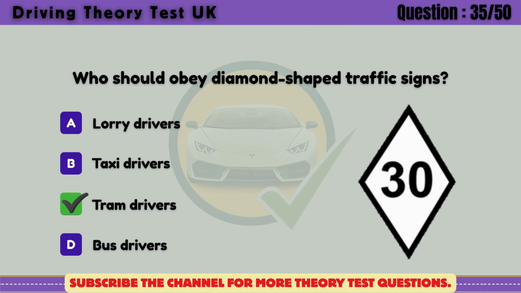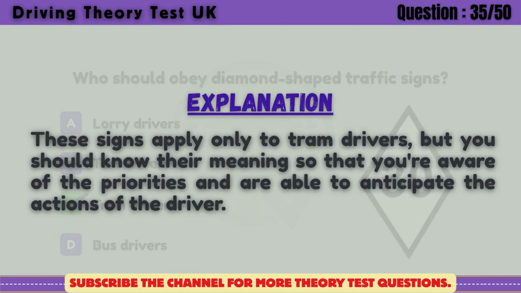Answer is C. Tram drivers. These signs apply only to tram drivers, but you should know their meaning so that you're aware of the priorities and are able to anticipate the actions of the driver.